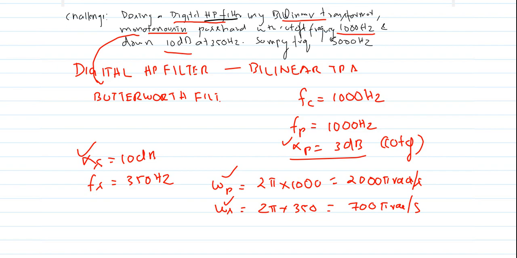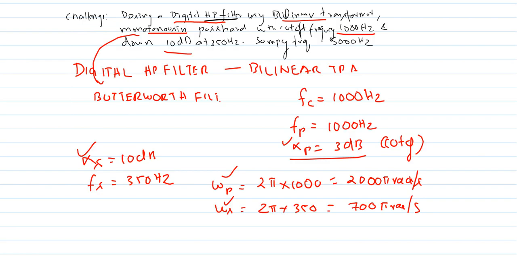Whenever we want to design a digital filter, the first step is to design an analog filter. Since we are going to apply bilinear transformation, the first step will be pre-warping. We have to pre-warp the filter frequencies to avoid the warping effect. The formula for pre-warping is 2 by T tan of omega T by 2.